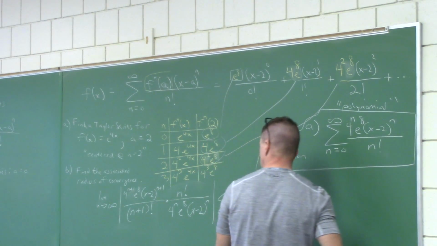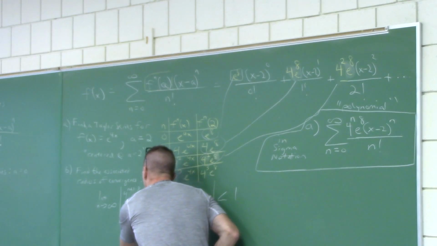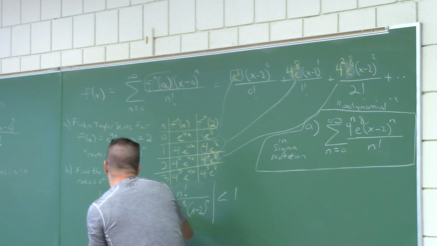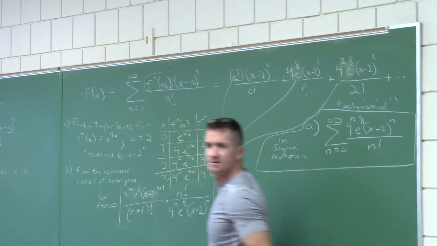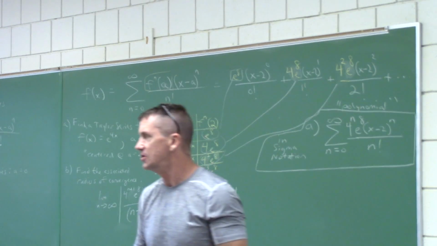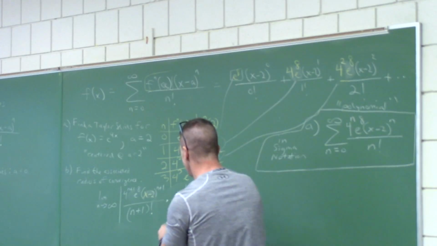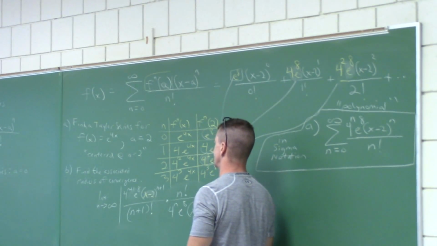So I want to highlight what we're doing right now. We're trying to find the radius of convergence for that x right there. You don't have to highlight the minus 2, but it's all about the x. All right.